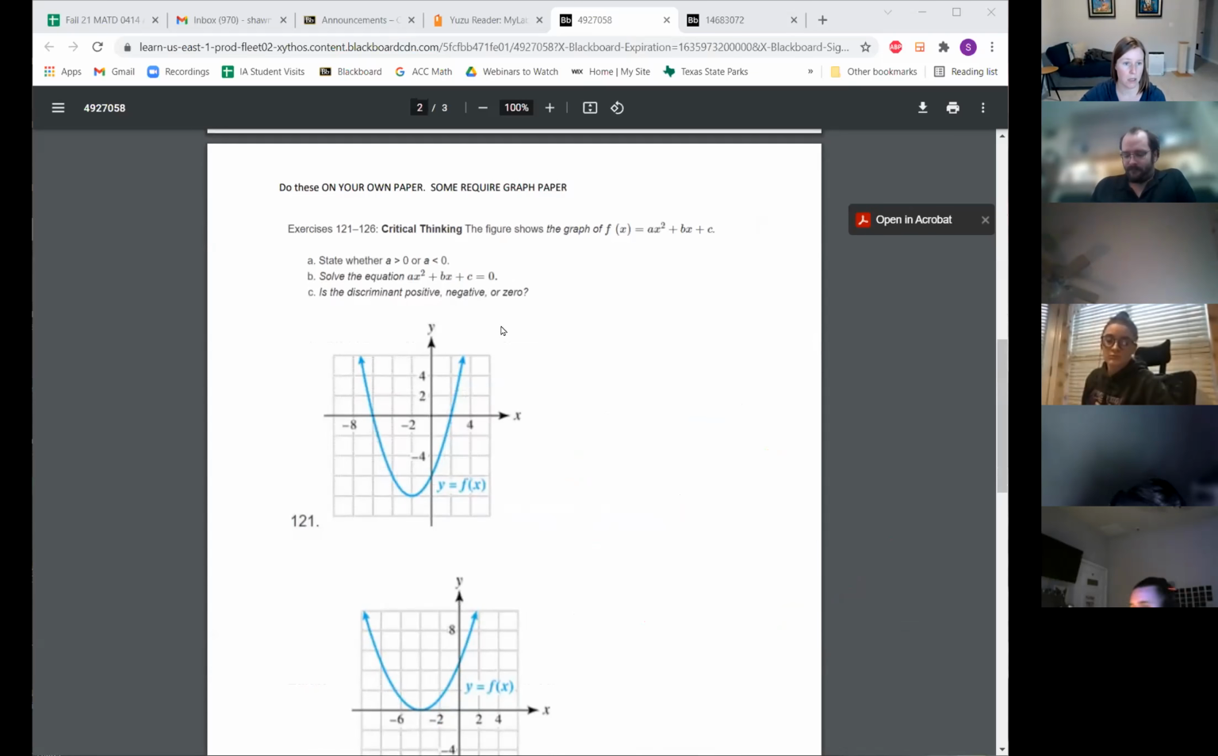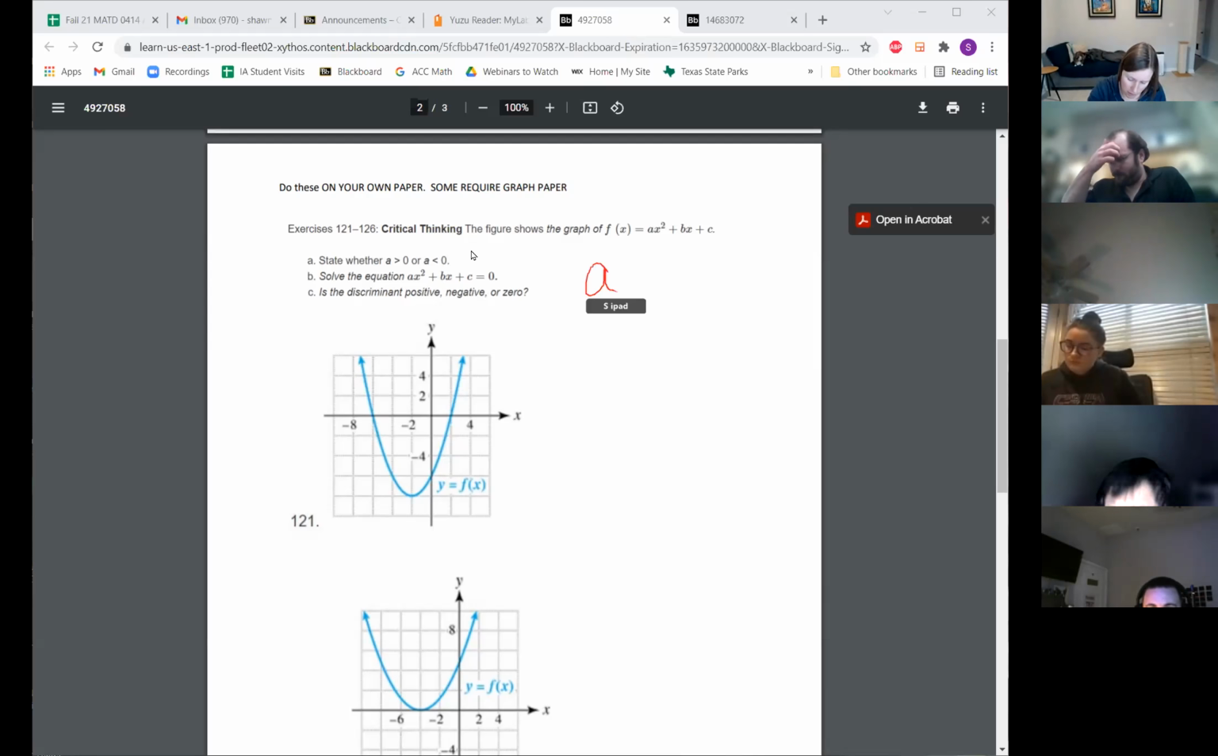So over here, I believe 121 was assigned. From the notes, do y'all remember when A is greater than 0 and when A is less than 0? How do we know graphically? When is A greater than 0 graphically and when is A less than 0 graphically? Up and down, right? Yes, A is greater than 0.